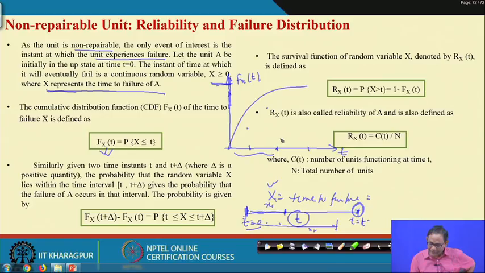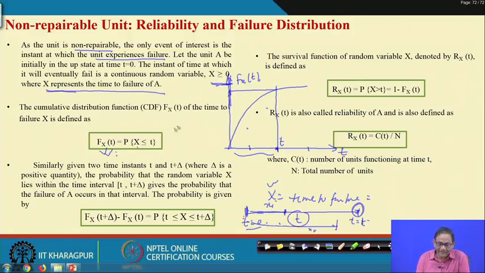So, at time t, that means x equal to t at this point, what will this equation give you? It will give you the probability that x, the time to failure, is less than or equal to t. We are saying the components are identical in nature and we are interested in probability. So, you must have a sufficiently large number of components, and then within that period of time see how many fail. If you divide it by the total number put under operation, you will get the probability. As all are identical components, we can say this is the probability that a component will fail within this period of time, that is the cumulative probability F_X(t).